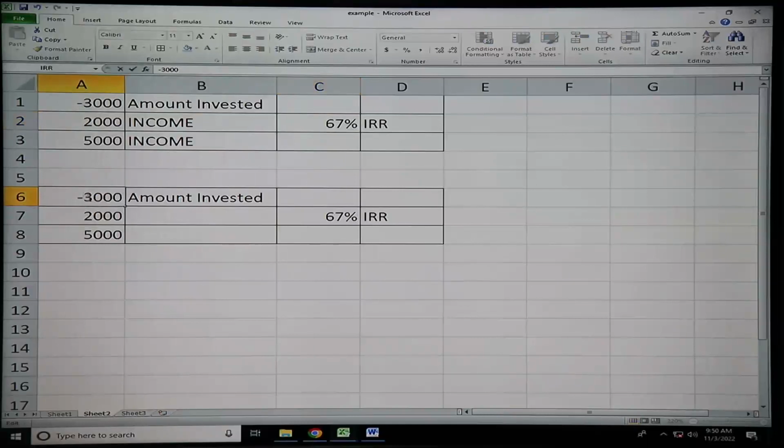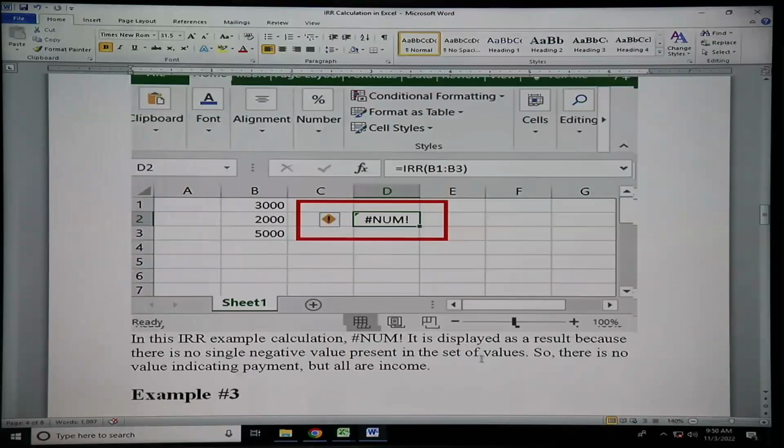But if there was no negative value, the formula gives us this error value, which simply indicates, as we have already said, that no single negative payment was found. That is, there was no payment done in this scenario. So it returned this error, and that error will remain there unless you use a function to remove it. You cannot rectify that error. It will just remain there.